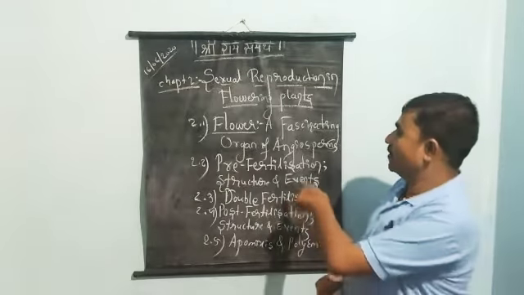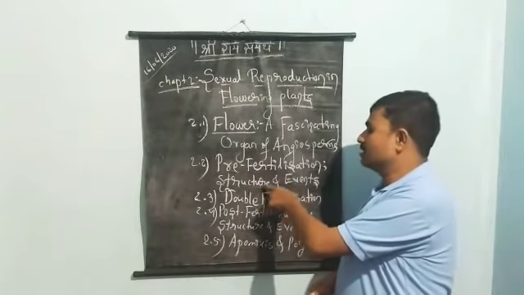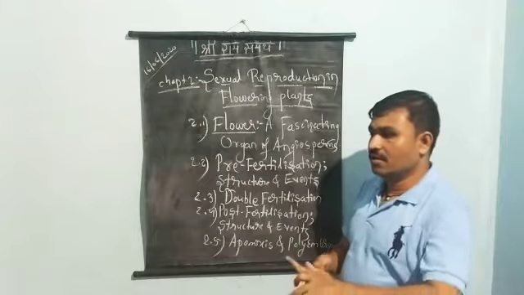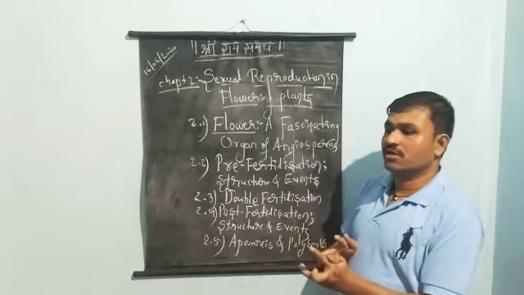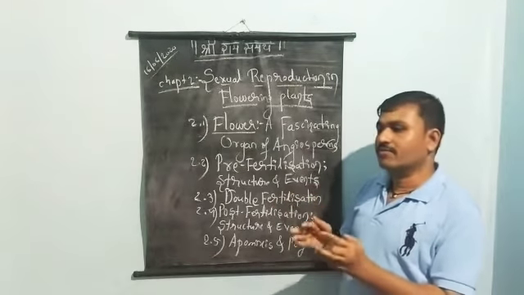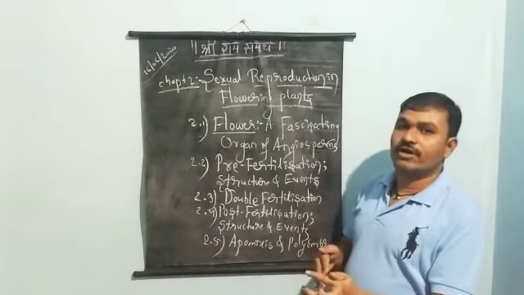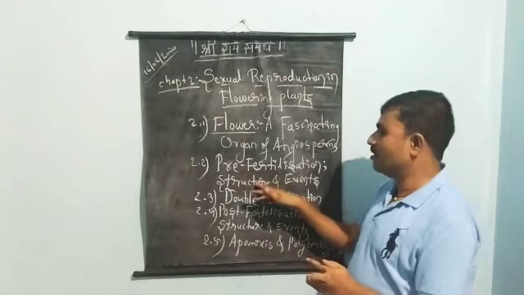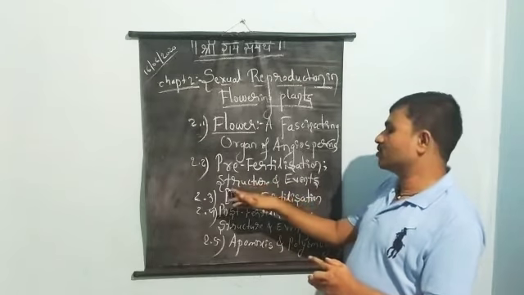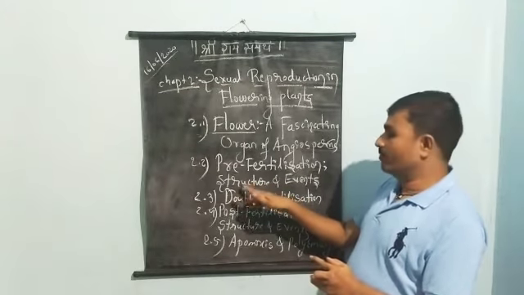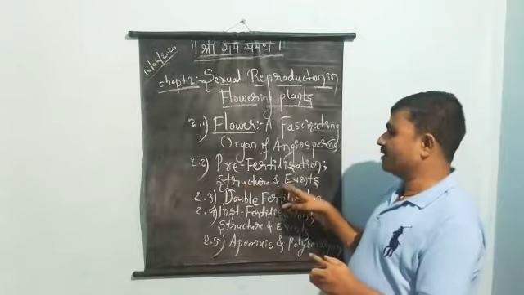In that, first one, pre-fertilization, here we study the structure and events, how exactly the pre-fertilization events such as the formation of pollen grain and the formation of ovum or ovule or female gametophyte take place. That concept we discuss in pre-fertilization. Here we discuss the structure of the female gametophyte and male gametophyte and the events.